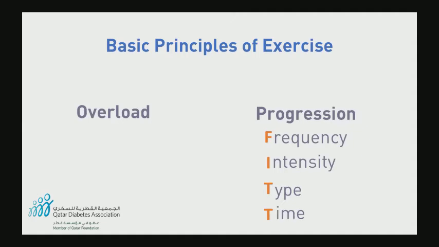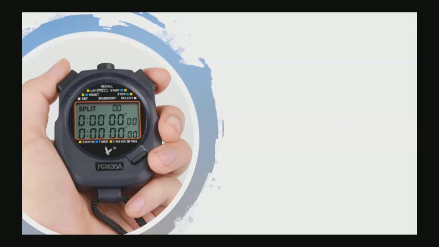And finally, the time. So if you start with 10 minutes, then there should be an increase. And the recommendation is that every week there should be a 10% increase, right? A minimum of 150 minutes per week of moderate to high intensity exercise is required. And this could be reached, achieved, and increased.